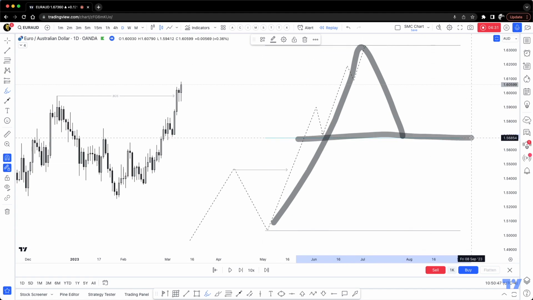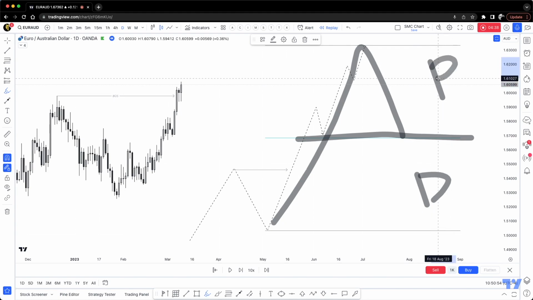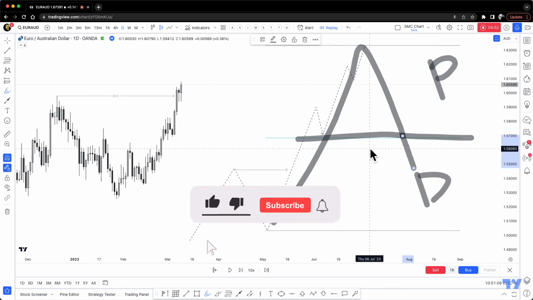Now, if we are below that 50%, this means we are in a discount area. This is the premium area. So technically it means we're going to be buying when price is right here, and we sell when price is right here. We buy low, we sell high. It's very important to understand. We buy low, sell high. That's why we use premium and discount.